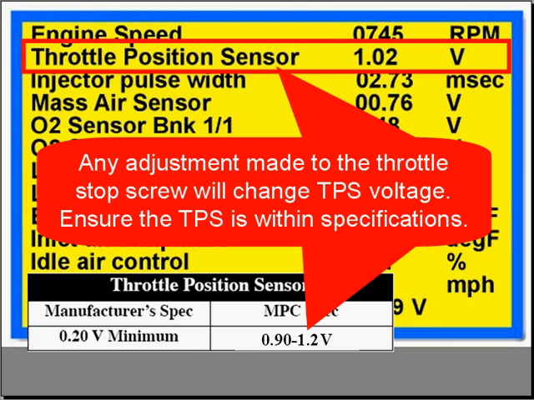The first data bit you want to look at is TPS voltage. Any adjustment made to the throttle stop screw is going to change TPS voltage. We have seen where adjustments to the throttle stop screw have tried to compensate for vacuum leaks by turning it out and trying to lower idle, and to compensate for dirty throttle bores where they crank it in trying to raise RPM because the carbon around the throttle bore has lowered it. So ensure that the TPS is within specifications.